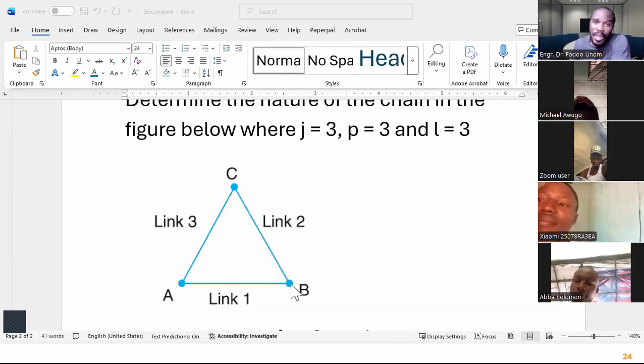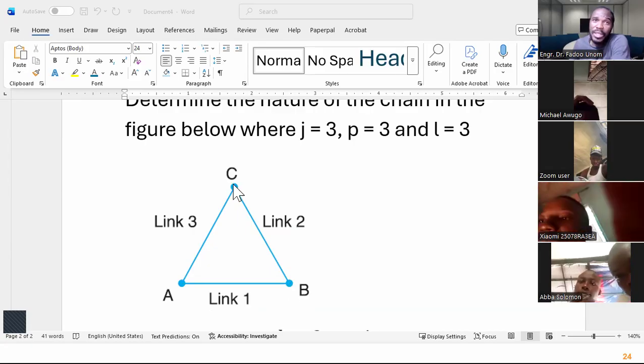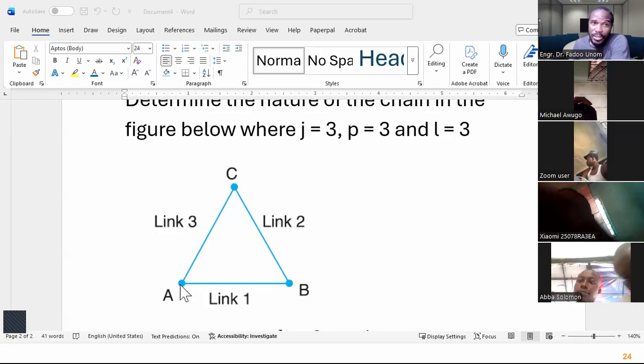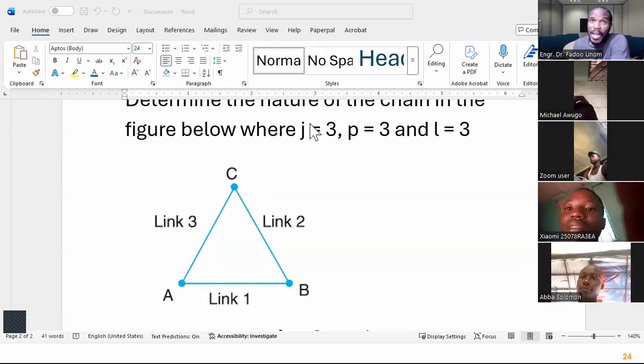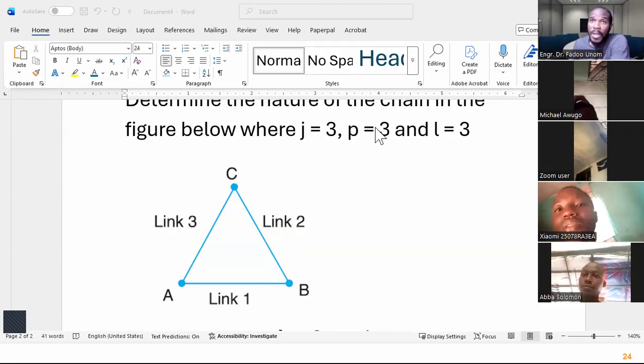There's a joint here, and it has 2 links connected to it, so that's one binary joint. There's another joint here with 2 links, that's the second binary joint, and there's another joint here with 2 links, that's the third binary joint. So we have J equal to 3. And then we need to check whether they're lower pairs or higher pairs.